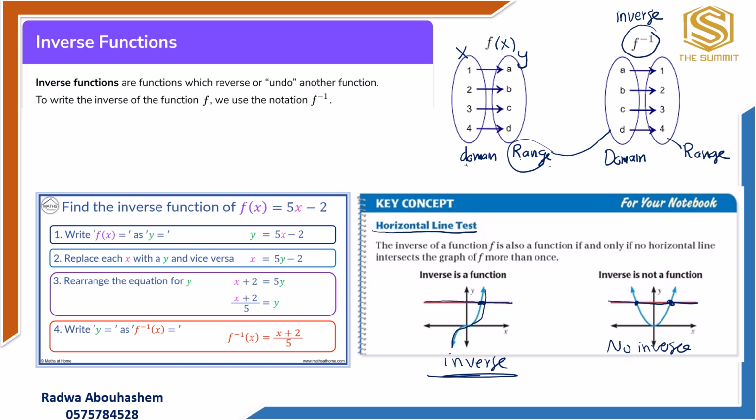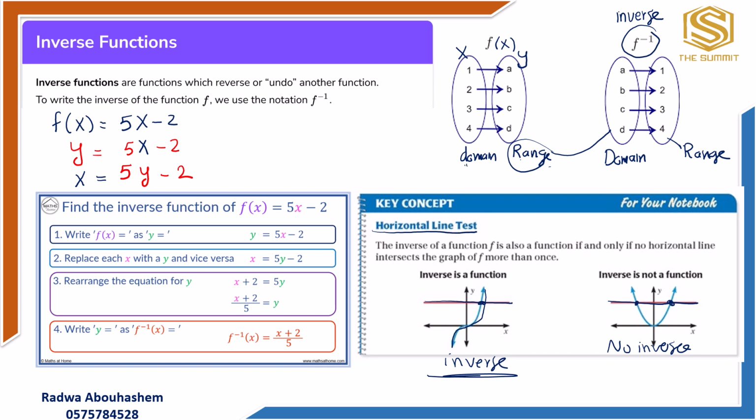Now, how to find it algebraically? Let me give you an example here to understand it. Here, function of x equals 5x minus 2. The first step, instead of function of x, you put y. So here, y equals 5x minus 2. Then you swap the x and y. Let me write it for you with different colors to understand it more. Right, as you see here. So I'm going to swap. So it would be x equals 5y minus 2. Then I have to solve for y.